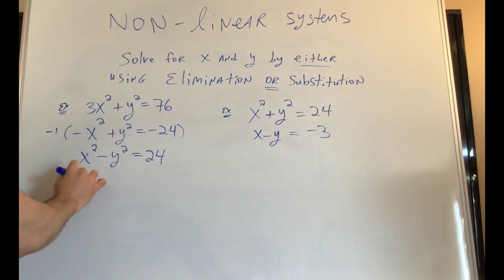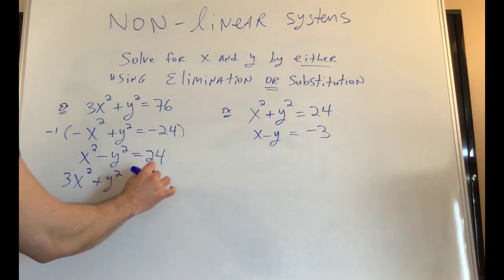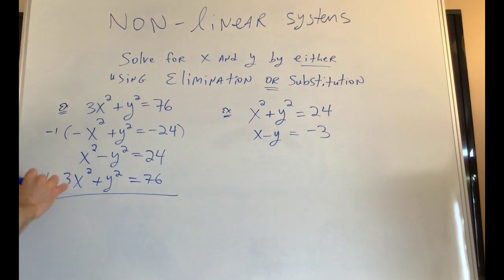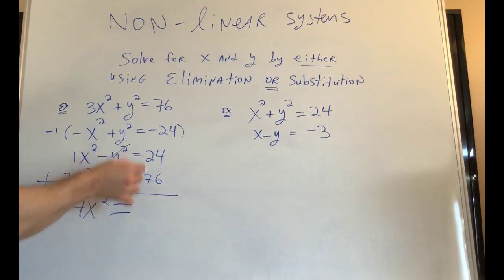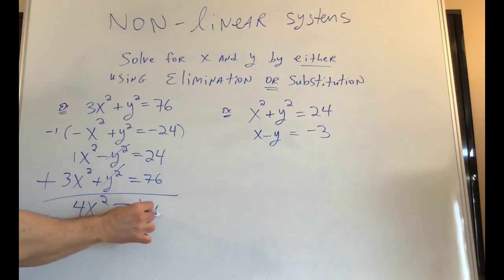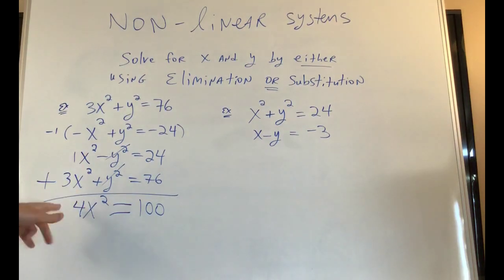Now, well. If I add them together now, what happens? Y squareds cross out. 1x squared and 3x squareds is 4x squareds. Equal signs get bigger, right? Equal sign, 24 is 76, 100. Divide by 4. You get x squared is 25. Take the square root. You get plus or minus 5.